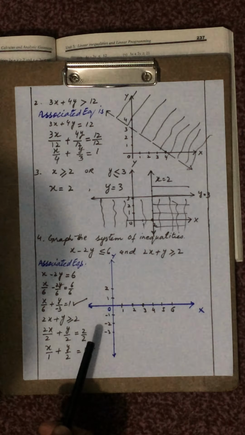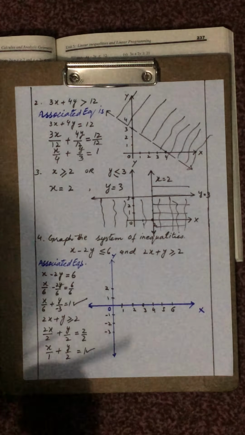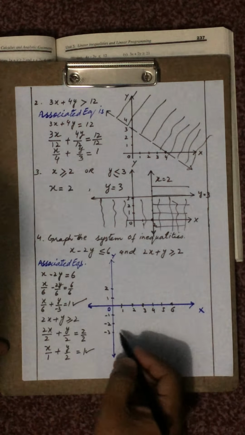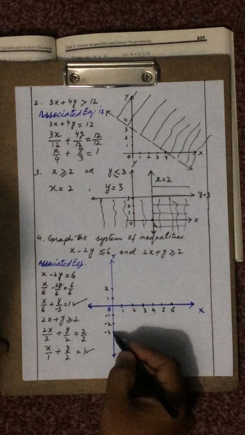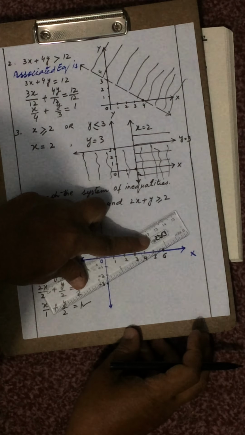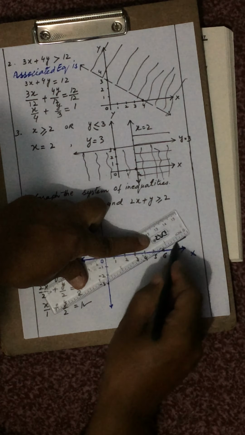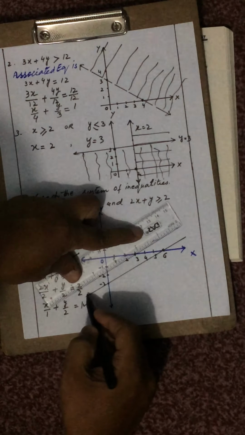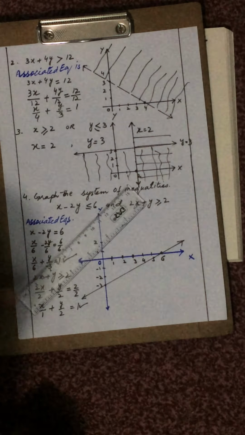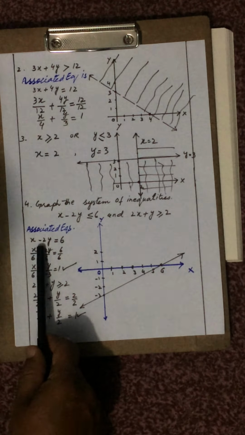I hope you understand. Now we draw the graph of these two equations. x over 6, so we take a dot on 6. y is minus 3, so we dot on the y-axis at minus 3. We join these two points. We have joined these two points. This is the graph of the equation x minus 2y equal to 6.